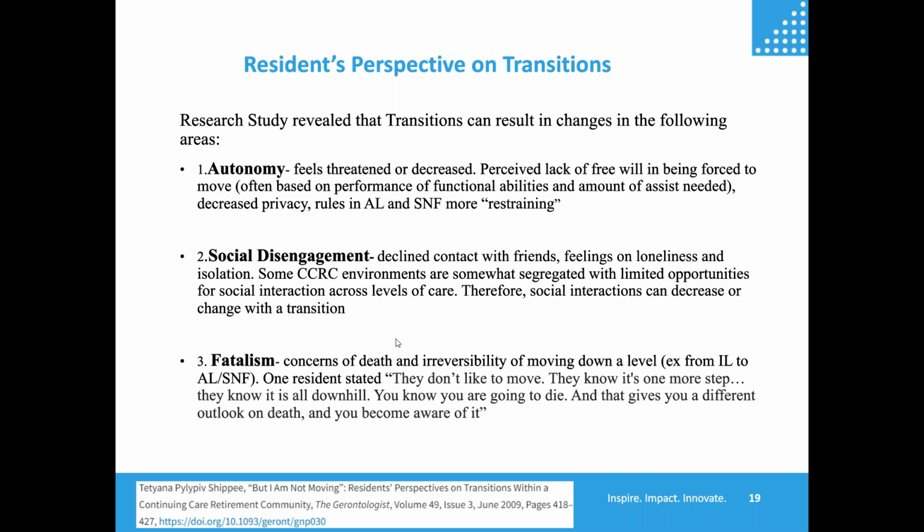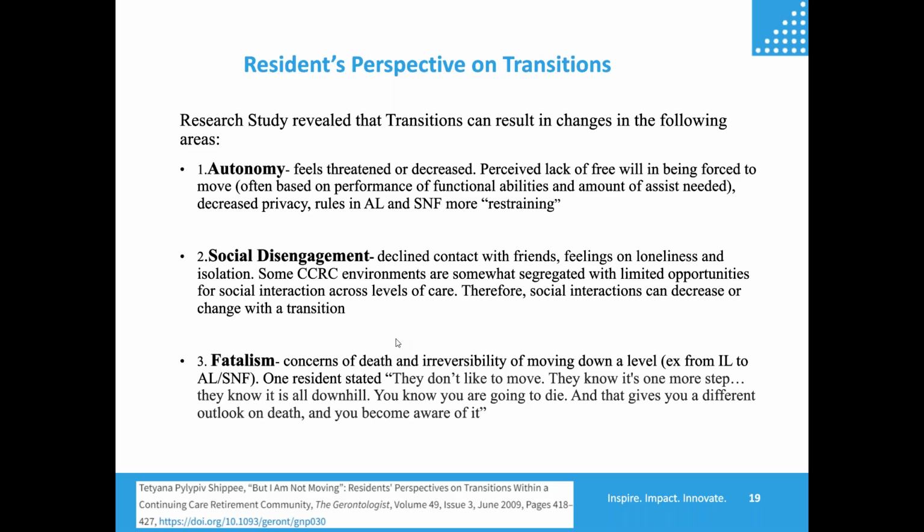Also, there is the fear and stress around fatalism and the thought of moving to a further dependent care setting, and how some of them reported in the study here that it gives you a different outlook on death and makes you a little bit more aware of the decline that you're having, whether that be cognitive, physically, or both. For residents, this signifies that they've closed a chapter in their life that they may not have been ready to part with quite yet.